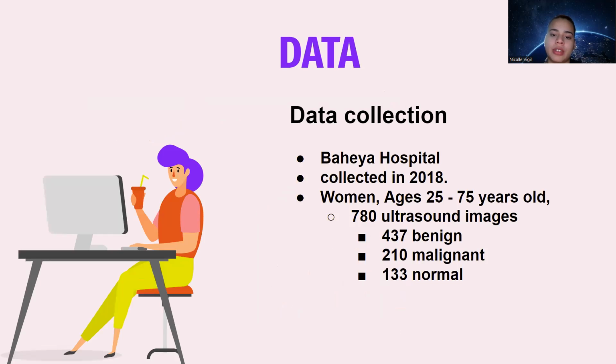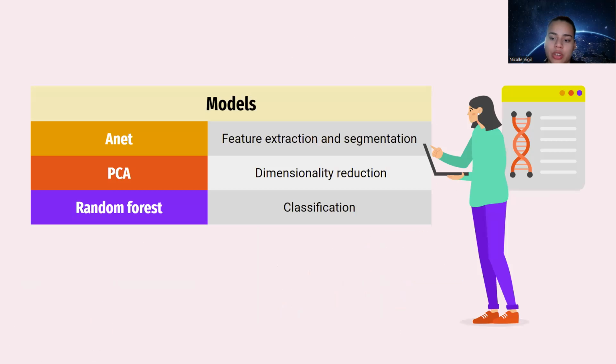For the data collection, the data was collected at Bahia Hospital in 2018. It was collected from women ages 25 to 75 years old. In total, there were 780 ultrasound images, 437 being benign, 210 malignant, and 133 normal.